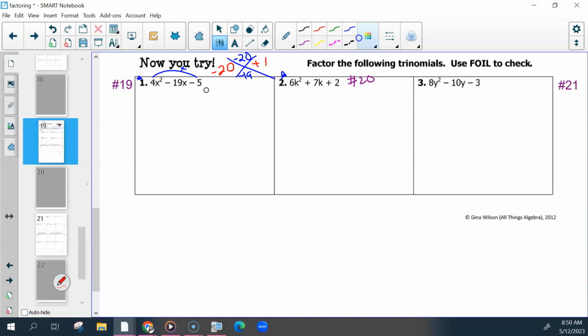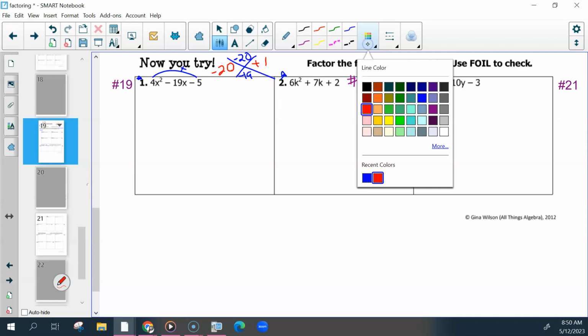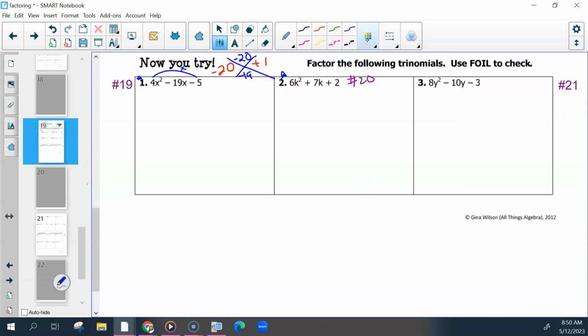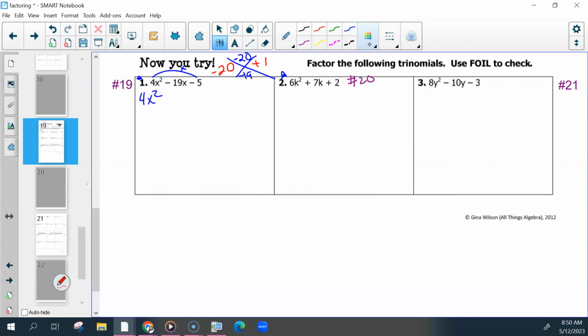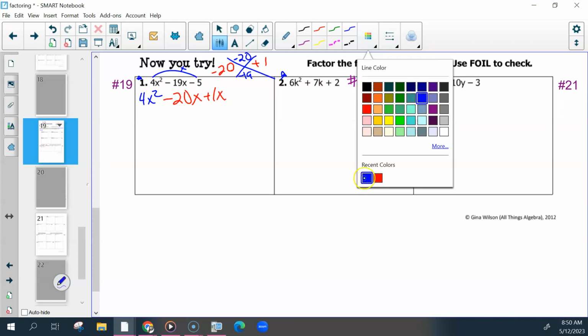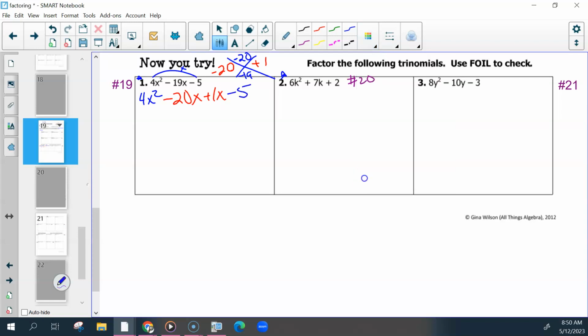Okay. Rewrite this into 4 terms. The first and the last stay the same. So 4x squared, it does not matter which one we put first. But because this middle term had an x, these will also have x's. Split it down the middle.